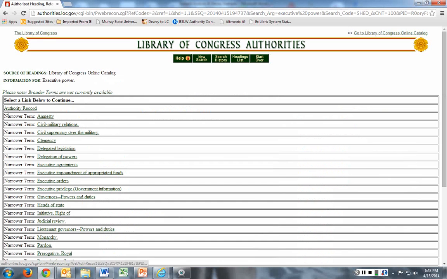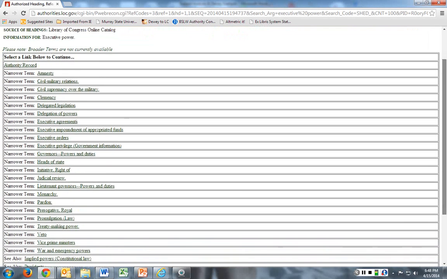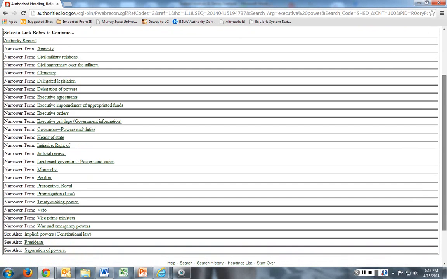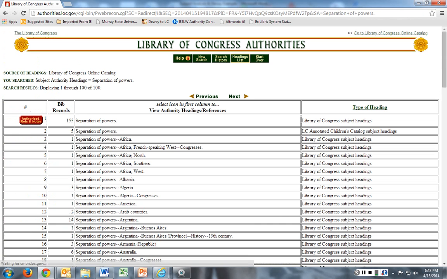Now, when I click on that button, I have a link then to go right to the authority record for that subject heading. But I'm also given a list of narrower terms. And let's see, yeah, nothing really. Oh, there is this one down here that says see also separation of powers. I kind of like that. So I'm going to go to separation of powers. Oh, this is also an LC annotated children's catalog subject heading. Okay.